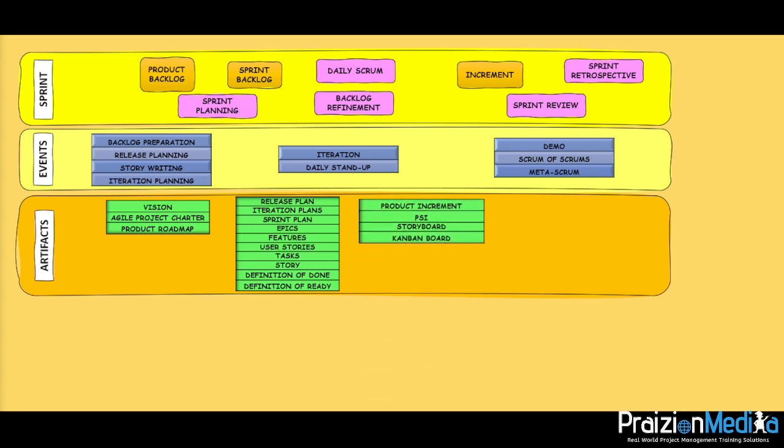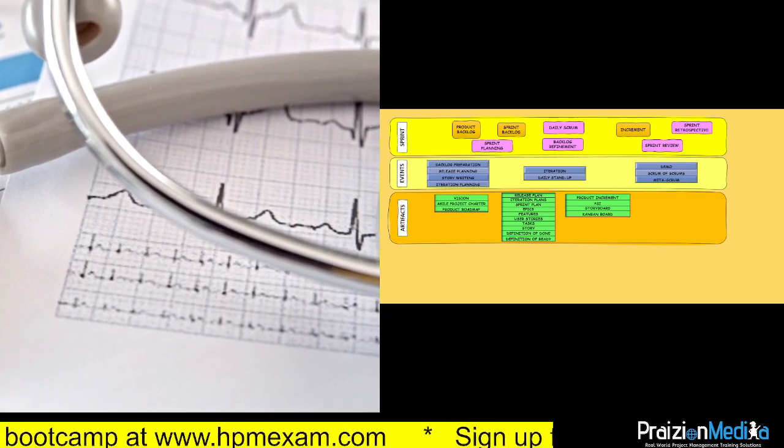But for now, moving on, we have the concept of a product increment. Remember, this increment could be called a number of things. Now let's open Pandora's box, because we could call it potentially shippable increment. We could call it increment. We could call it the increment. We could call it product increment.